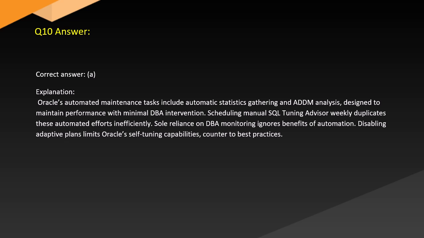Answer. Correct answer: B. Explanation. Oracle's automated maintenance tasks include automatic statistics gathering and ADDM analysis designed to maintain performance with minimal DBA intervention. Scheduling manual SQL Tuning Advisor weekly duplicates these automated efforts inefficiently. Sole reliance on DBA monitoring ignores benefits of automation. Disabling adaptive plans limits Oracle's self-tuning capabilities, counter to best practices.